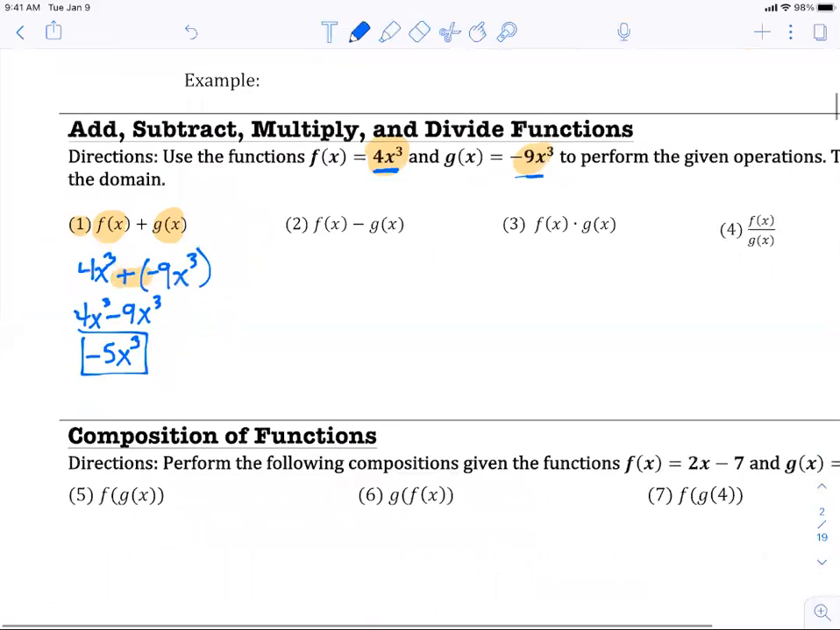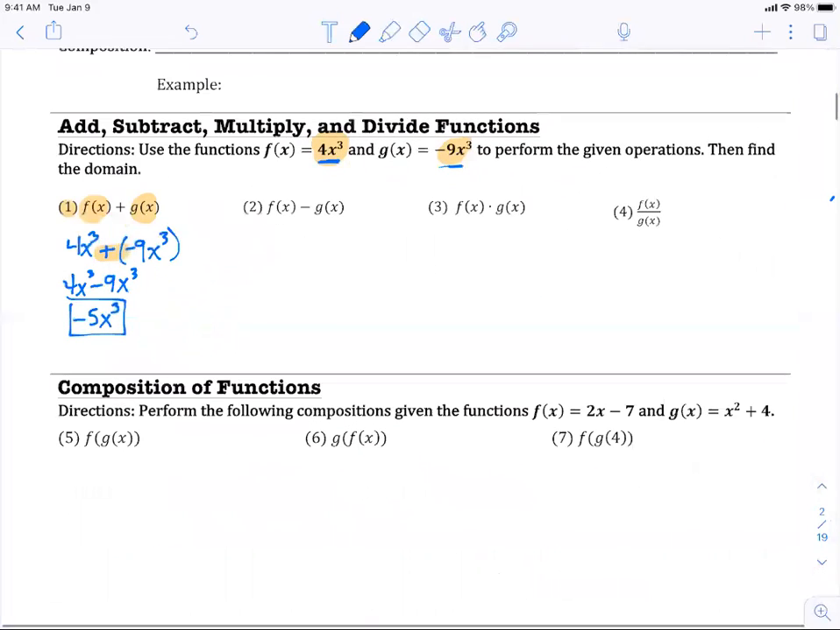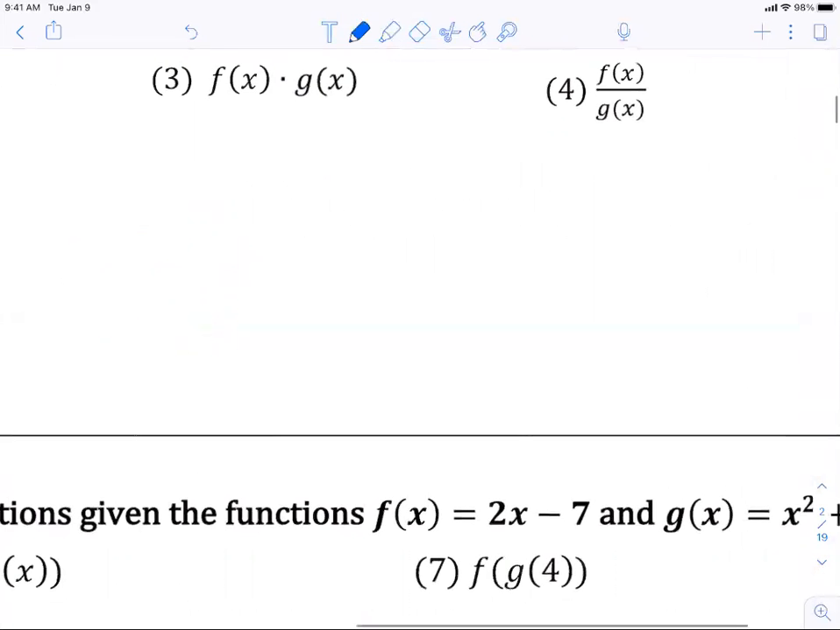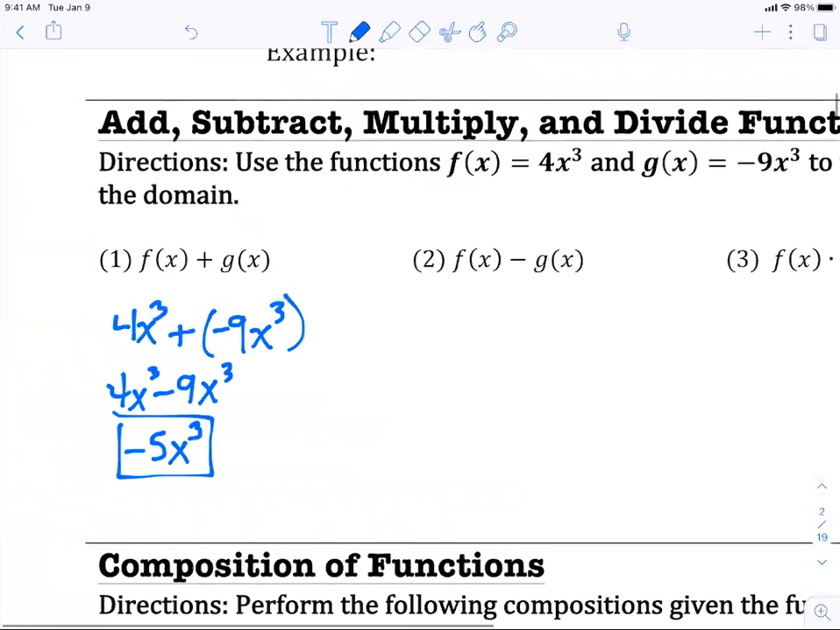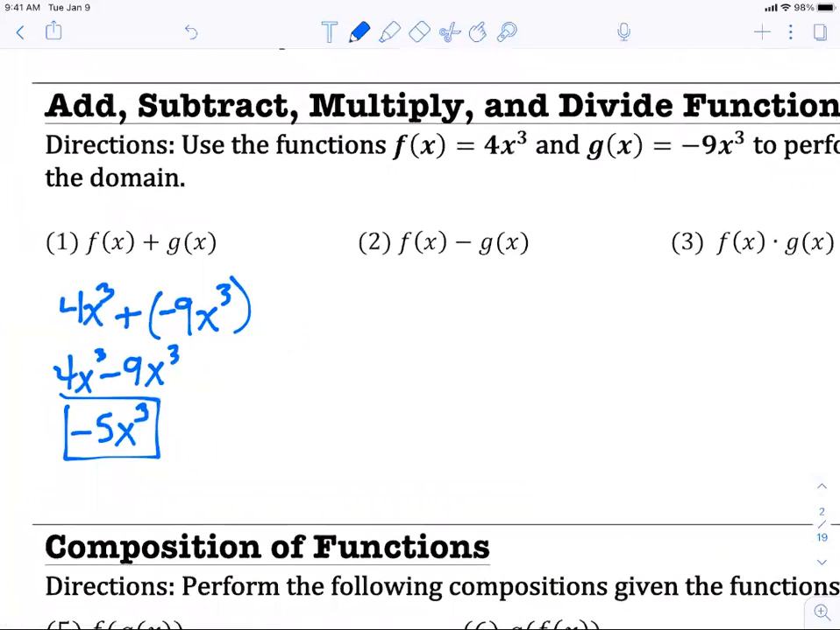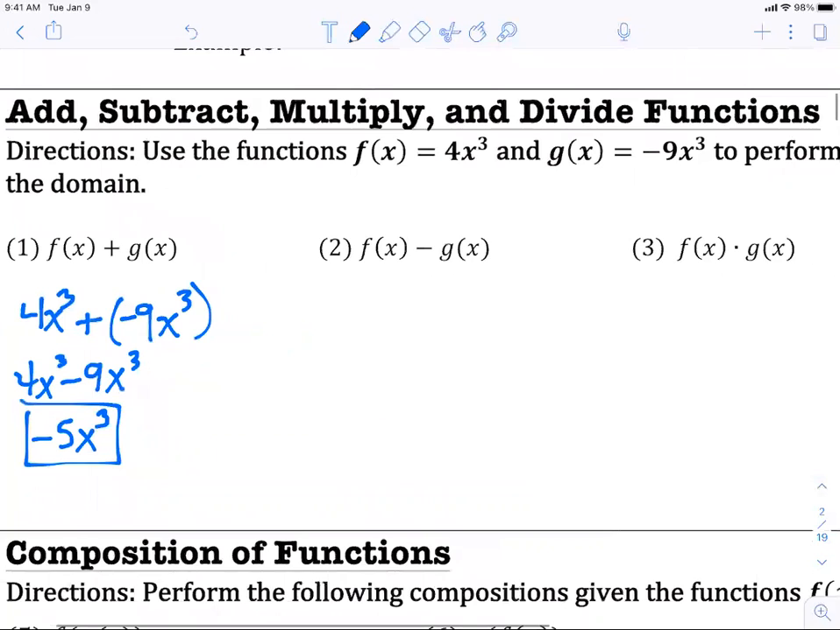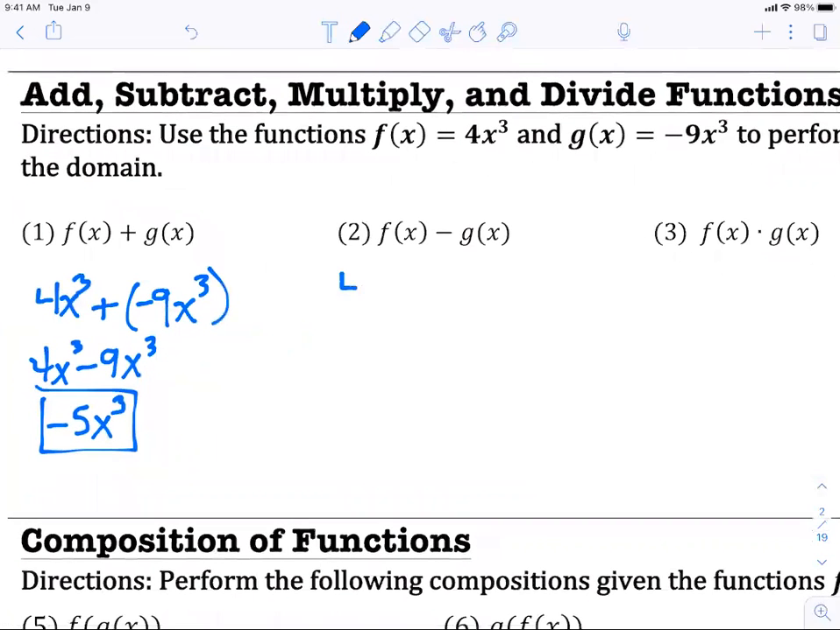Now, these aren't called compositions. These are called function operations. Just like any operations, they are the main operations: add, subtract, multiply, and divide. Just like we did with addition, part two says f of x minus g of x, and we're going to do the same thing, except we subtract those two things. So 4x cubed minus negative 9x cubed.